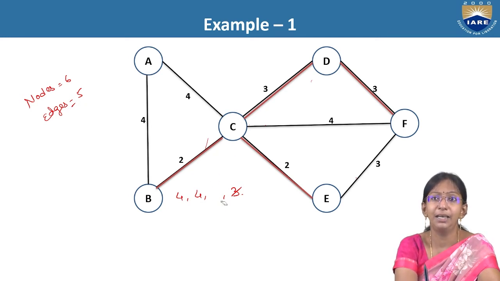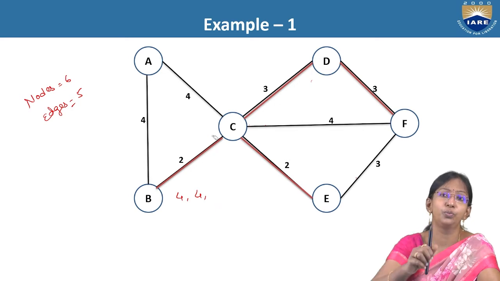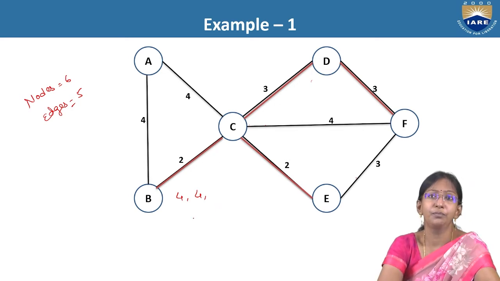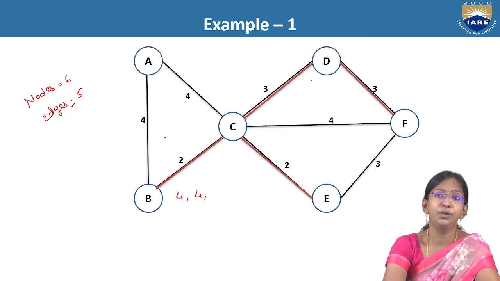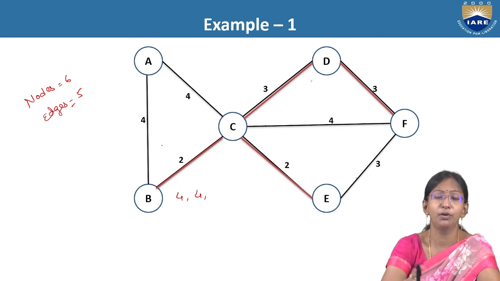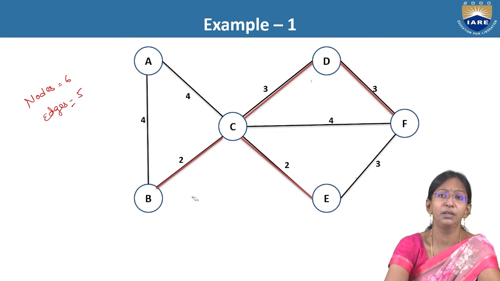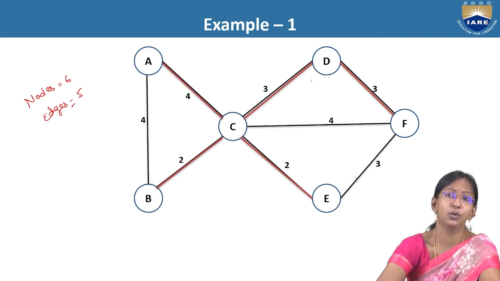Okay, I am left with the 2. One is from B to A and the other is from C to A. What will happen if I add B to A? Cycle will not be formed. Even from C to A, cycle will not be formed. Either one of them I can choose, and I have included it.